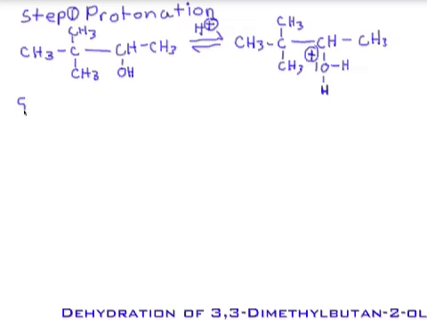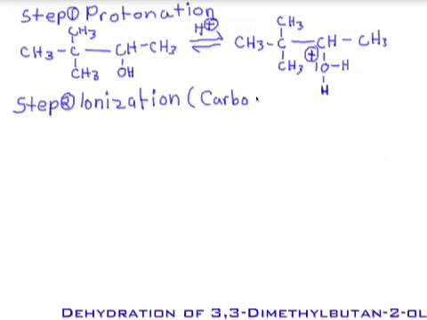Step 2. Remember what it's called for the E1? Step 2 is called ionization. It's also called what? It's also called carbocation formation.